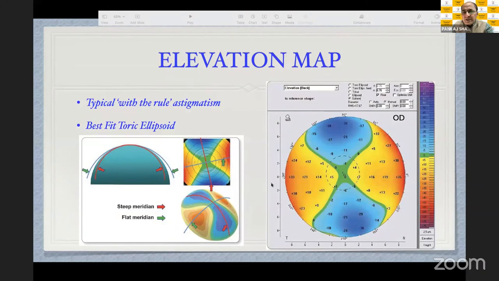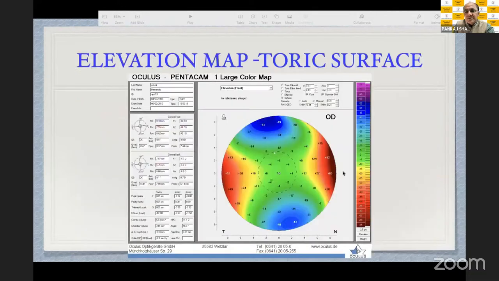And this red is the flatter meridian. This is the steeper meridian, as you can see here. Did you understand this? Blue is flatter, red is steeper. But the actual color that will come here, this would be the steep axis because in the periphery it has gone behind the best fit sphere.